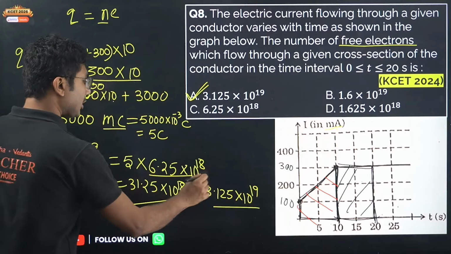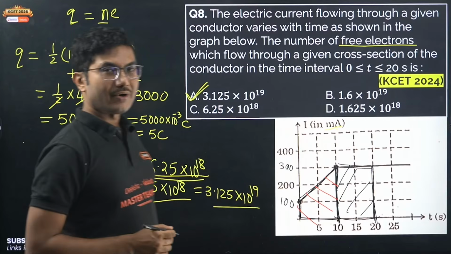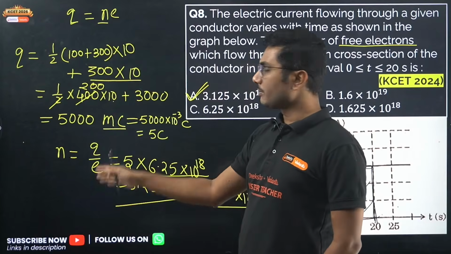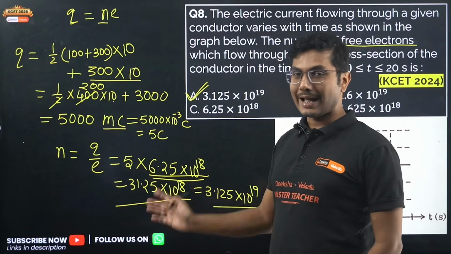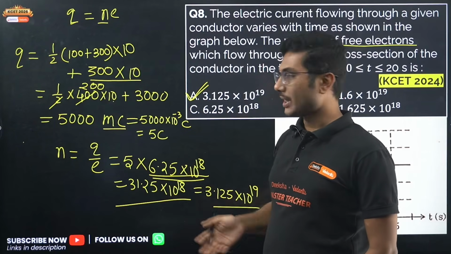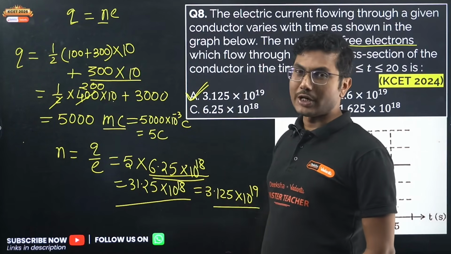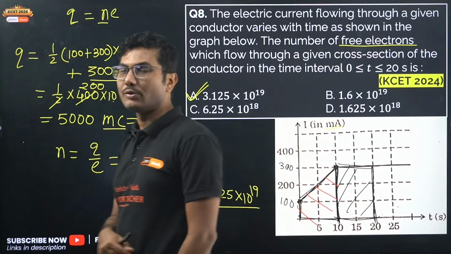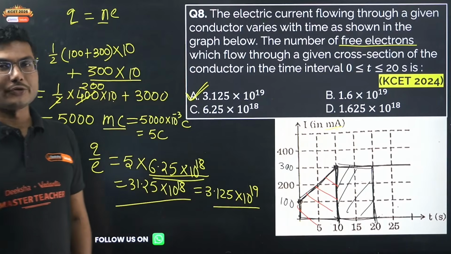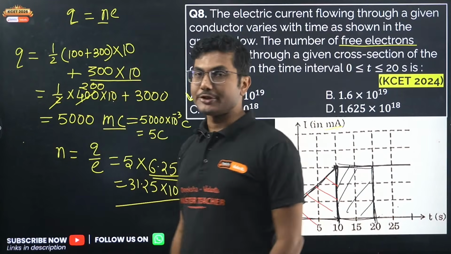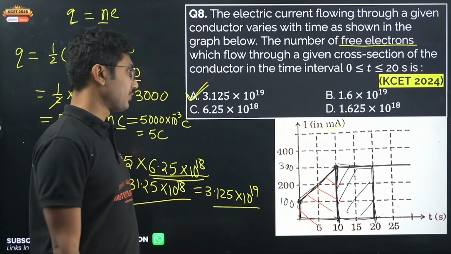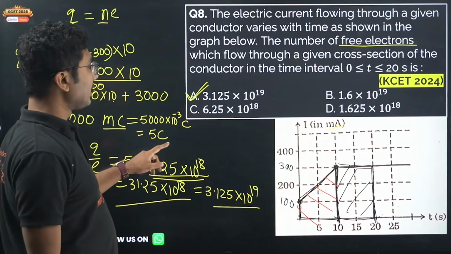This is a shortcut you should remember. Otherwise, it is very difficult: you have to remember e as 1.6, divide by 1.6, then multiply, cancel it, and calculate it. It will take some time. But if you remember that 1 by e equals 6.25 into 10 to the power of 18, then it might save you some time, especially for quantization related problems, right? So we have figured this out.